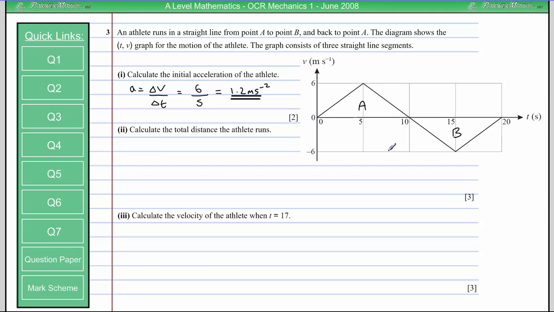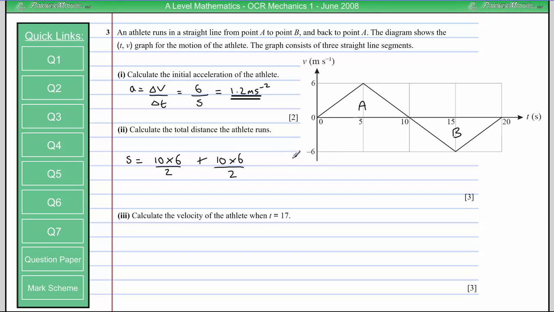So region A is a triangle. So we can say that S equals base times height divided by 2. The base is 10, the height is 6, so I would do 10 times 6 over 2. I'm going to get another area here that is also 10 times 6 over 2. Both of these are the same.